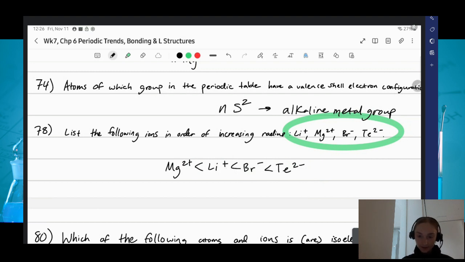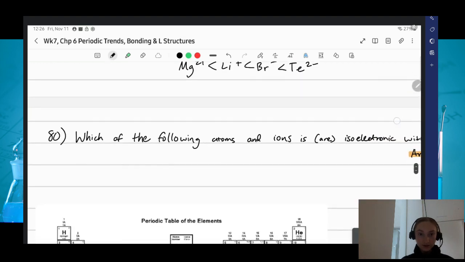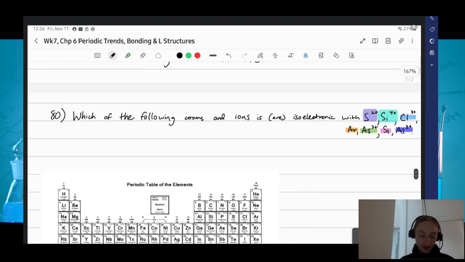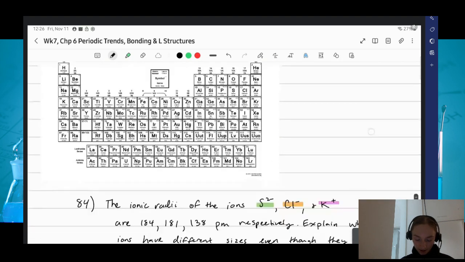Okay, so let's move on to the next question. The next question states, which of the following atoms and ions is/are isoelectronic with sulfur 2+, silicon 4+, chlorine 3+, argon, As, I think that's arsenide, something like that, and then silicon, neutral, not an ion, and then aluminum 3+. Okay, so let's look at all of these.